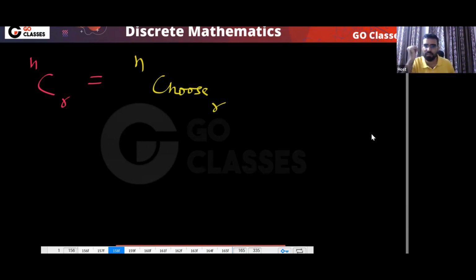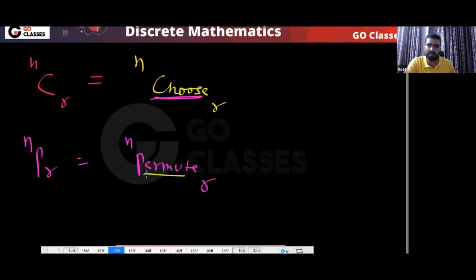So anyway, this is the idea. NCR is nothing but N choose R, and NPR is nothing but N permute R. Here you are doing the permutation and here you are doing the selection. The name itself is telling you.